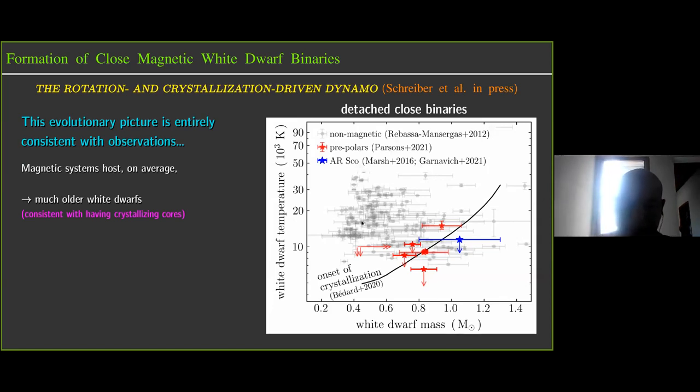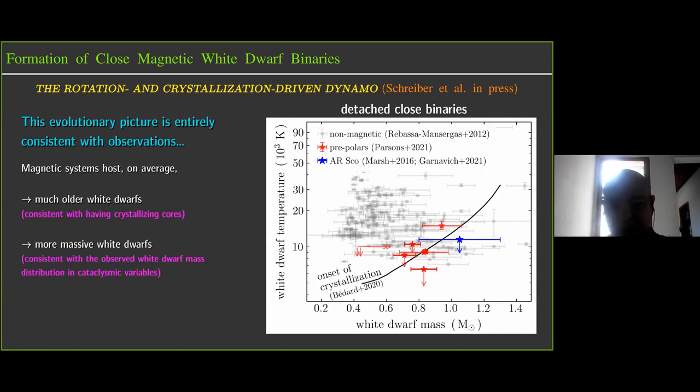And they are consistent with having a crystallizing core. To know that, we use this line here, which represents the onset of crystallization. So the critical temperature as a function of the mass. So within the uncertainties, we can claim that this is consistent with having a crystallizing core.